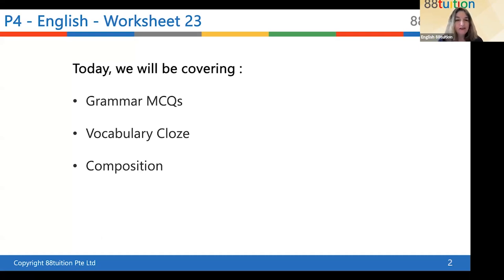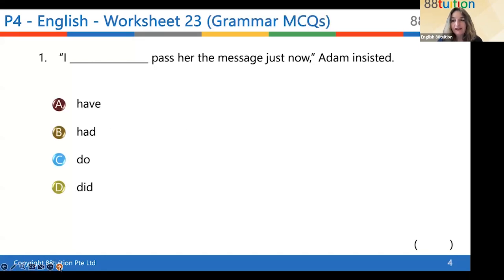Okay, we're going to be doing grammar, MCQs, the vocabulary cloze, and the composition. Have you all done your work? Have you all done your preparation and notes? Okay, that's great. So we can run smoothly and we can spend some more time having fun later. Okay, let's go through these first.